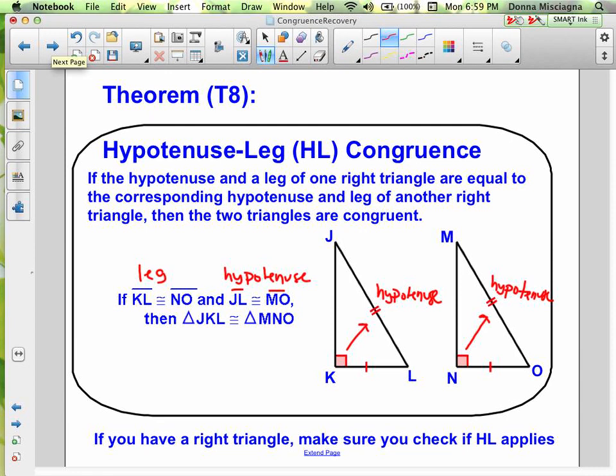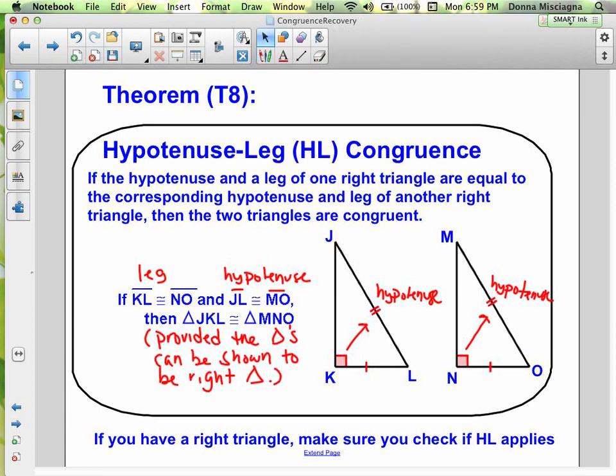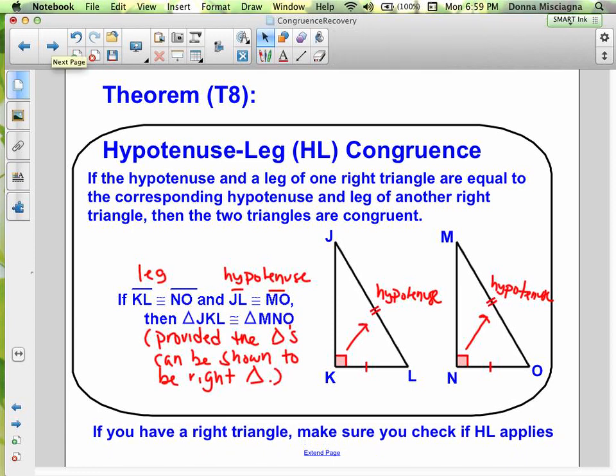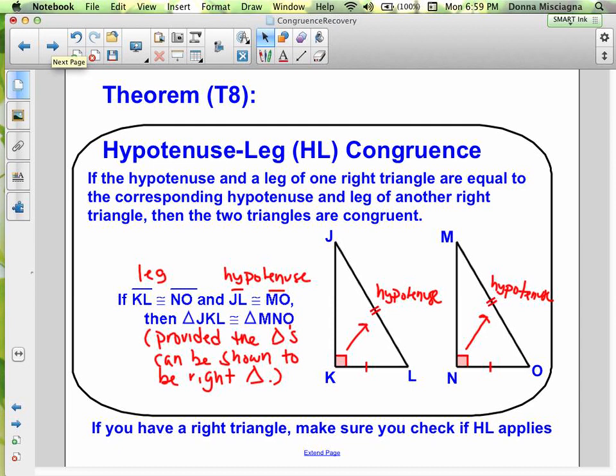So I want you to write this information, and then I want you to write one more thing underneath: provided the triangles can be shown to be right triangles. Because if you can't prove the triangle is a right triangle, you can't use hypotenuse leg. So if you have a right triangle, make sure you check if hypotenuse leg applies.